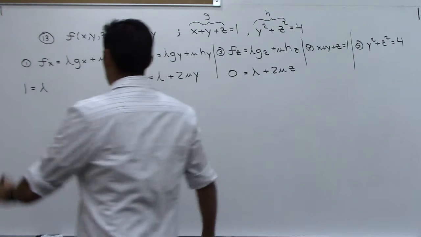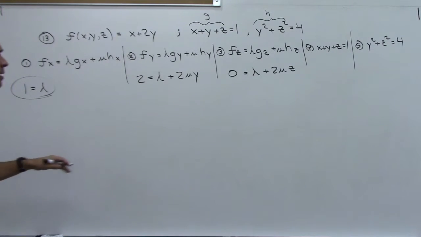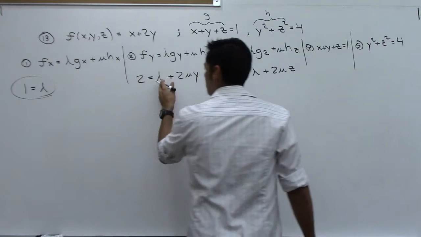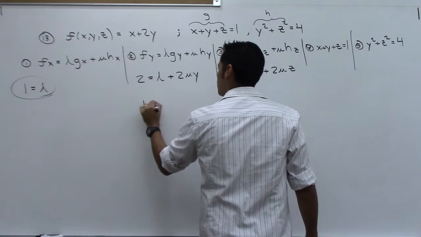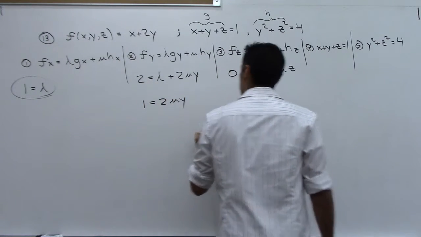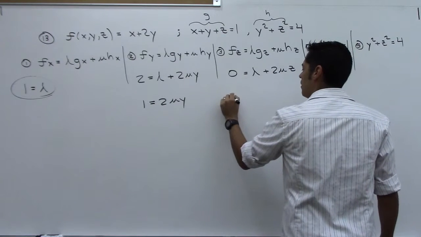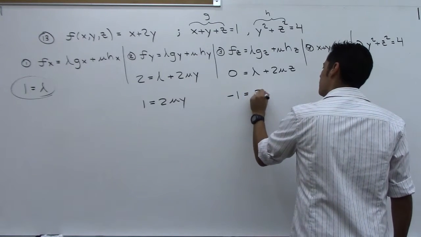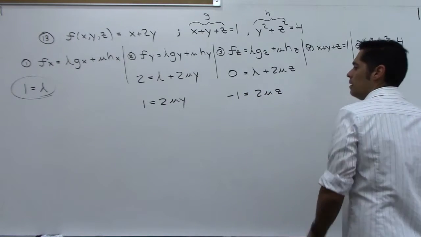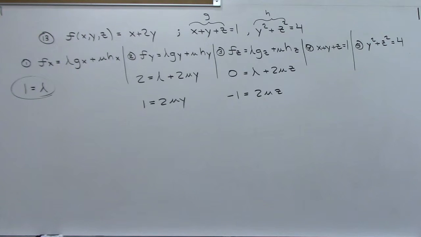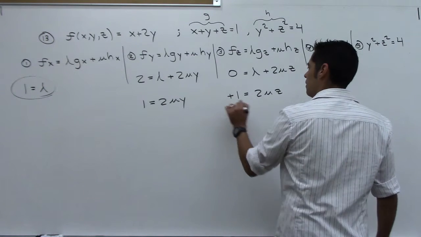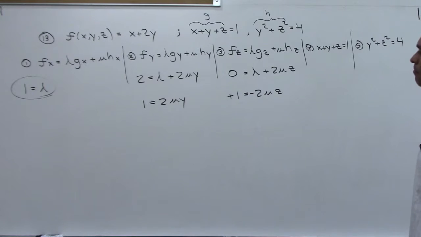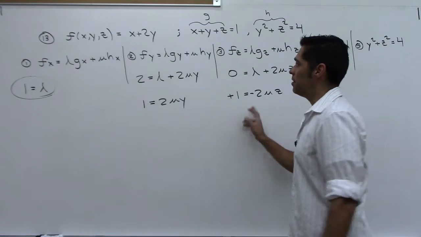Now, this is nice. Lambda's 1. Know that right away. So I can replace 1 here, subtract 1 on both sides. So I get 1 equals 2 mu y. Over here, lambda's 1. Take it to the other side. Negative 1 equals 2 mu z. That looks okay. How about we make this positive and make that negative? And then since these are both equal to 1, I'm going to set those two together.